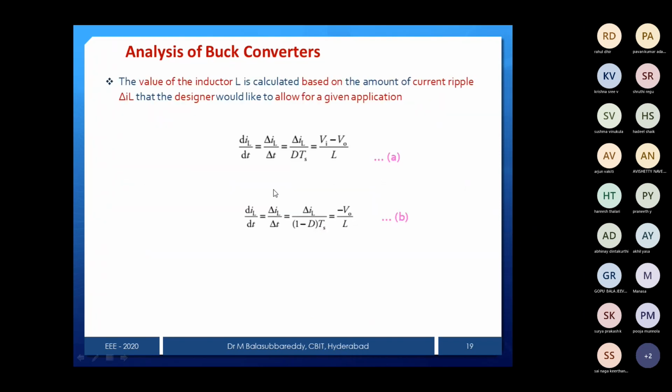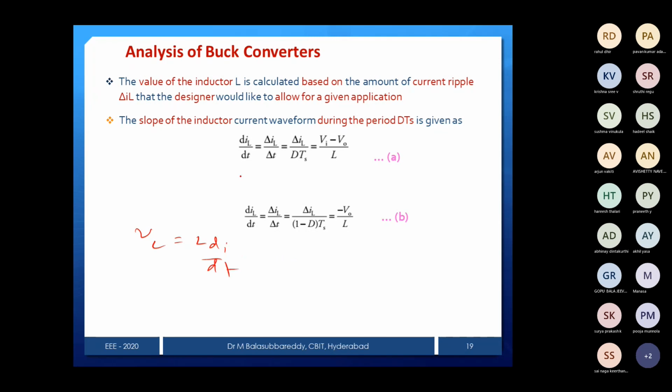Still we can see the capacitor and inductor design. Now how to calculate the inductor: the value of the inductor can be calculated based on the current ripple, delta IL, how much you are going to minimize with respect to the output. Now for that, when the chopper is in on condition, the chopper is on means what is the duration time, dTs, and the slope of the inductor. What is the voltage across the inductor? VL is equal to L dI by dt.